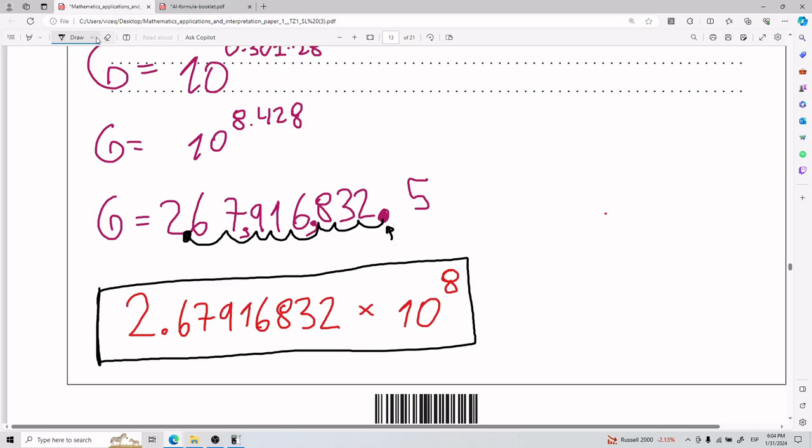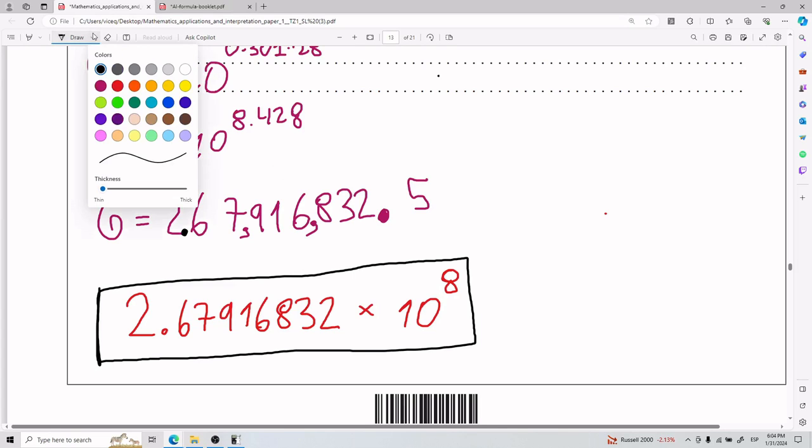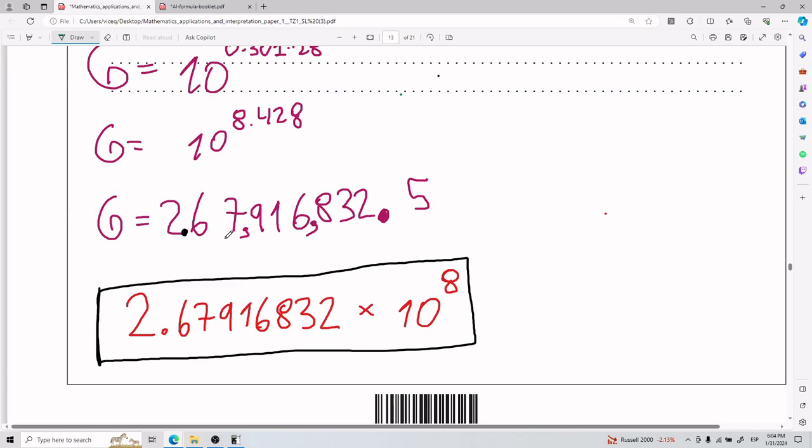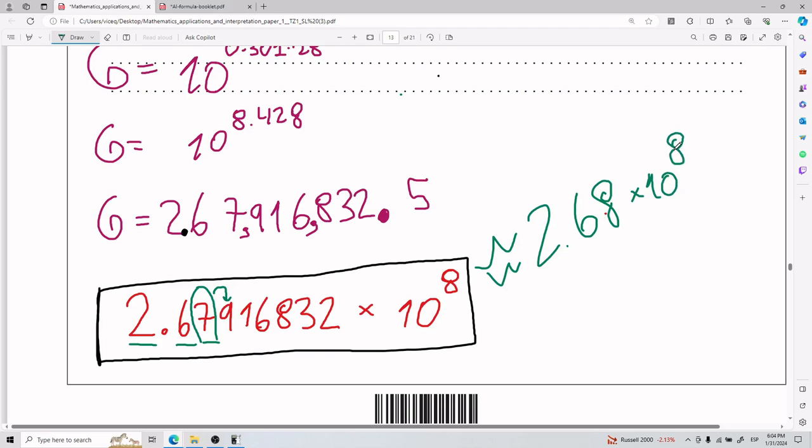If you want to get fancy, which is in the mark scheme and also works, you can say, I need to put 2 point something, but I don't want to put the long string of numbers because it doesn't look nice. What you could do technically is count 3 significant figures. Do you round it up or down? You round it up. So you could leave it as 2.68 times 10 to the power of 8. They're both in the mark scheme. They both work. That's it.